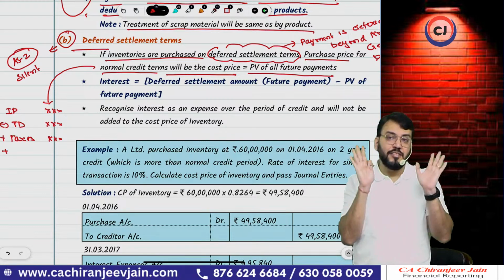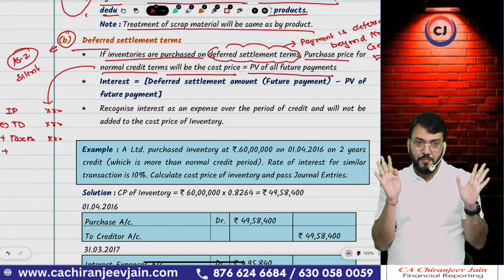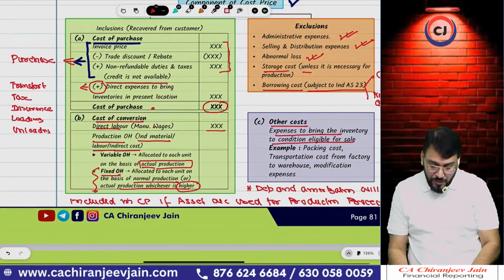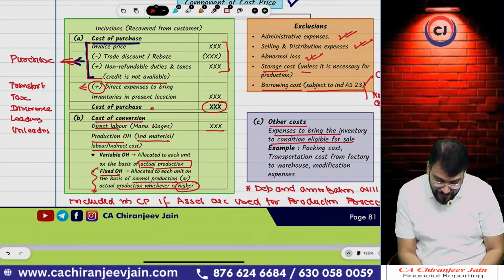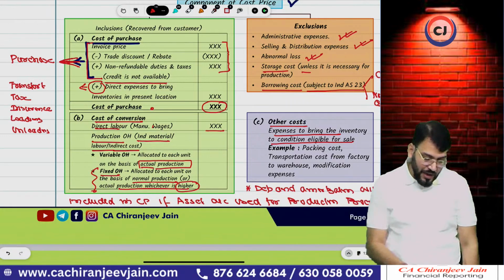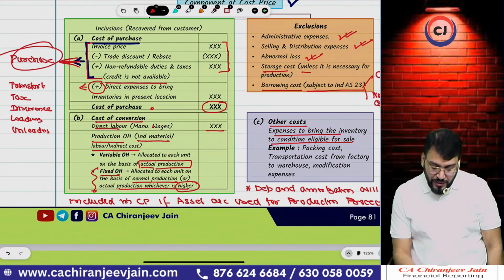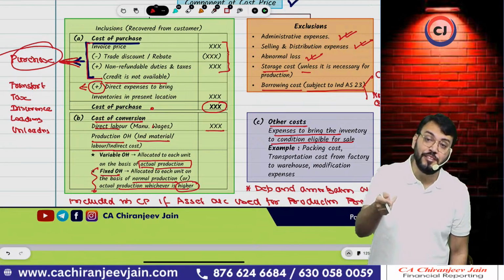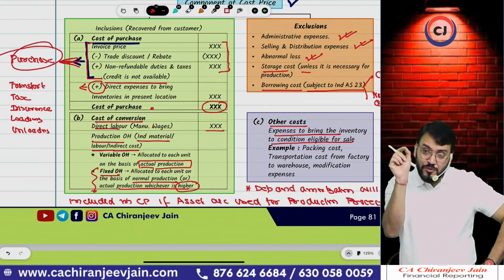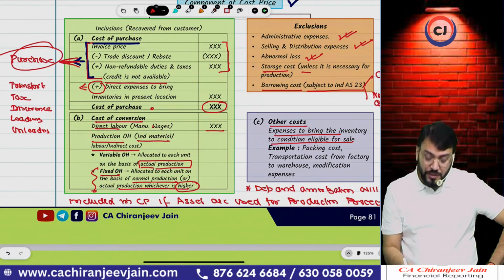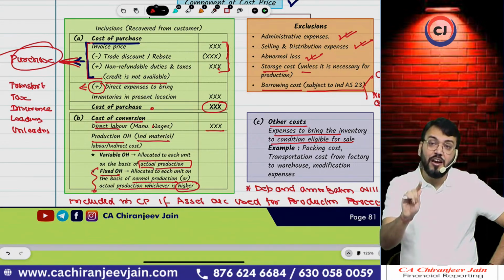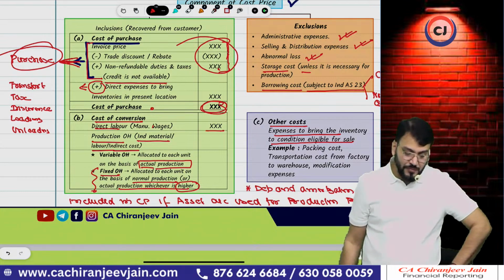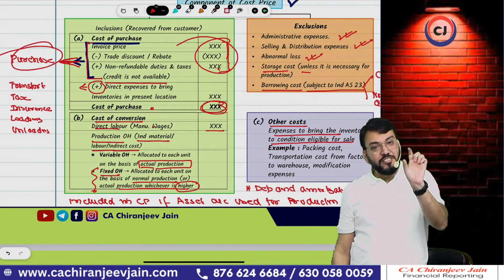It means you have not listened to the last class carefully. I said this is nothing but purchase price. If you remember, it is written also. Purchase price means invoice price minus trade discount plus non-refundable duties and taxes. When you add directly attributable expense, it becomes the cost of purchase. And I have said that the purchase account, meaning the inventory account, is debited by this amount only, these three.